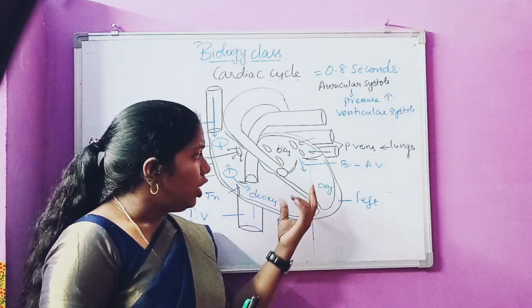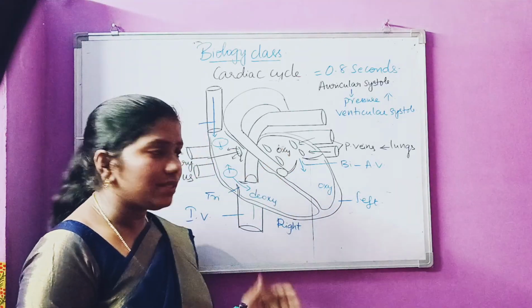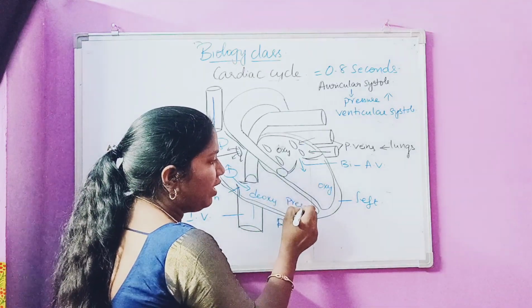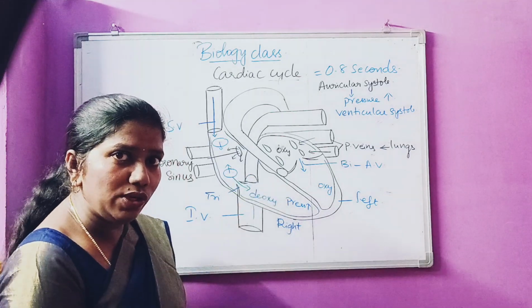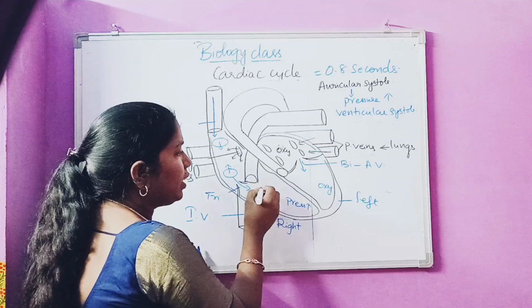As ventricles are going to contract, the auricles are going to relax. Previously, the auricles were in contraction, the ventricles in relaxation. But right now, the ventricles are going to contract, the auricles are going to relax. As the blood is completely filled, now the pressure inside the ventricles is going to increase. Now the blood tries to move back.